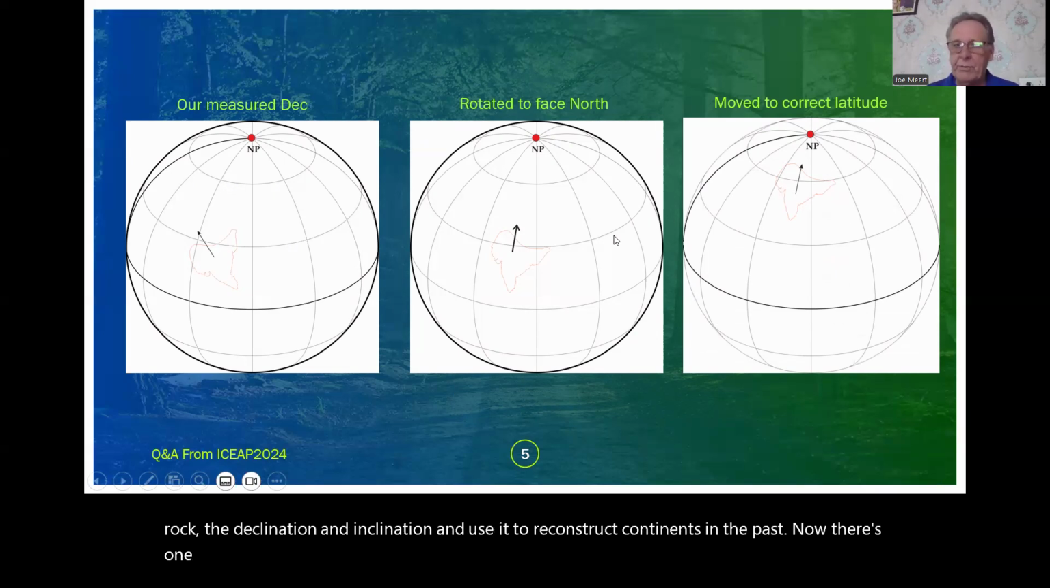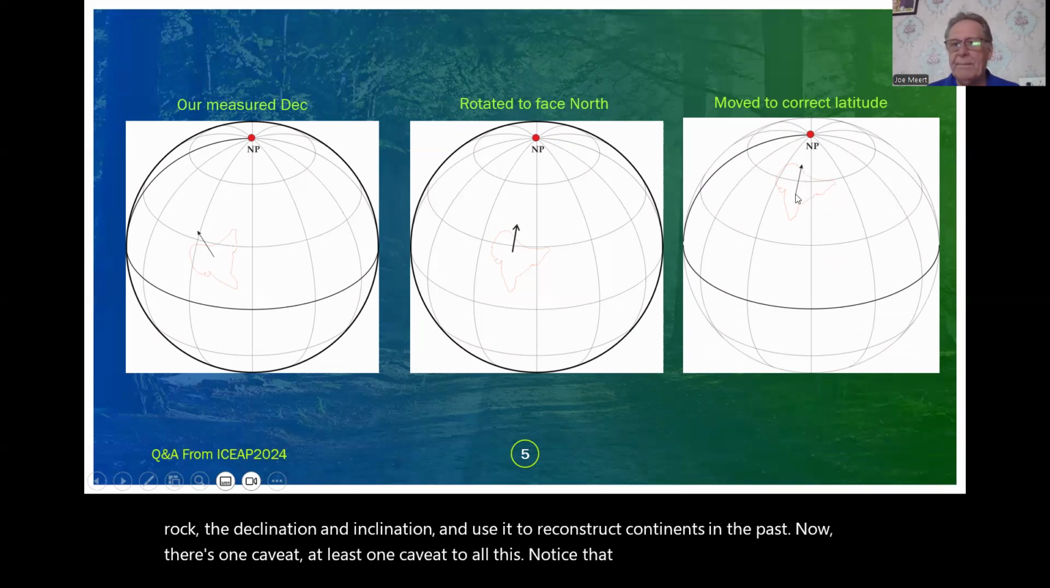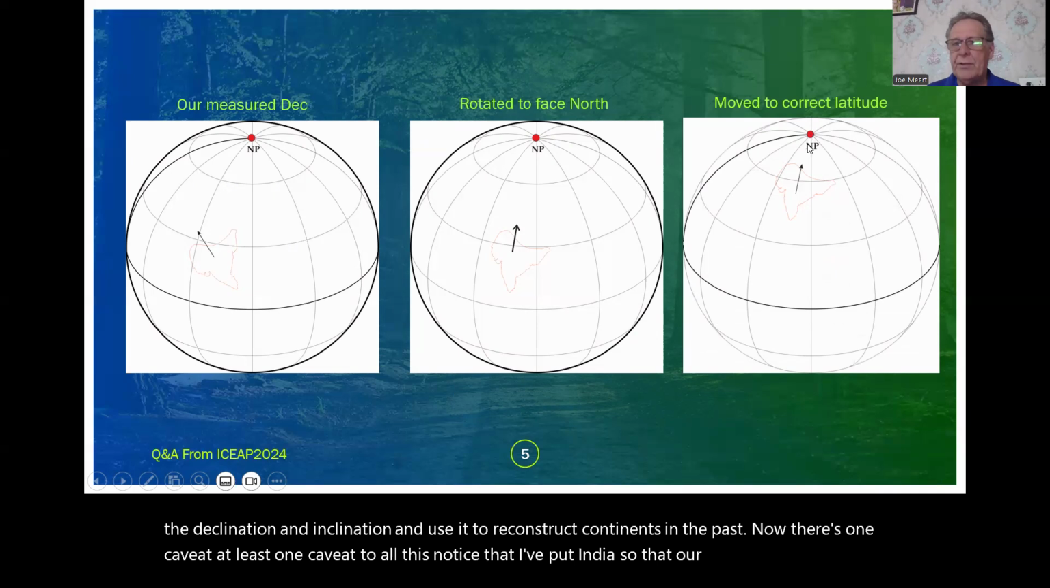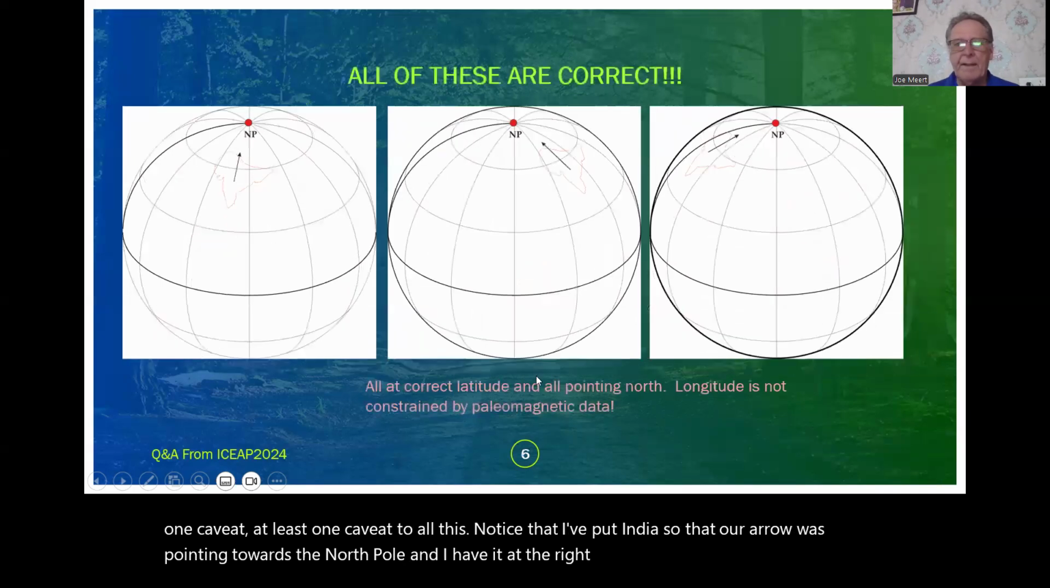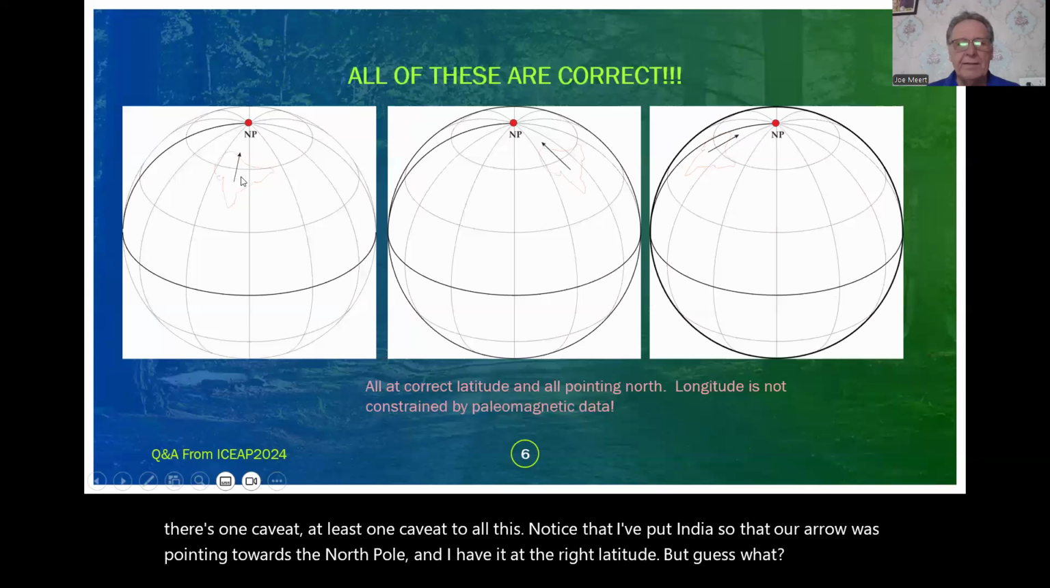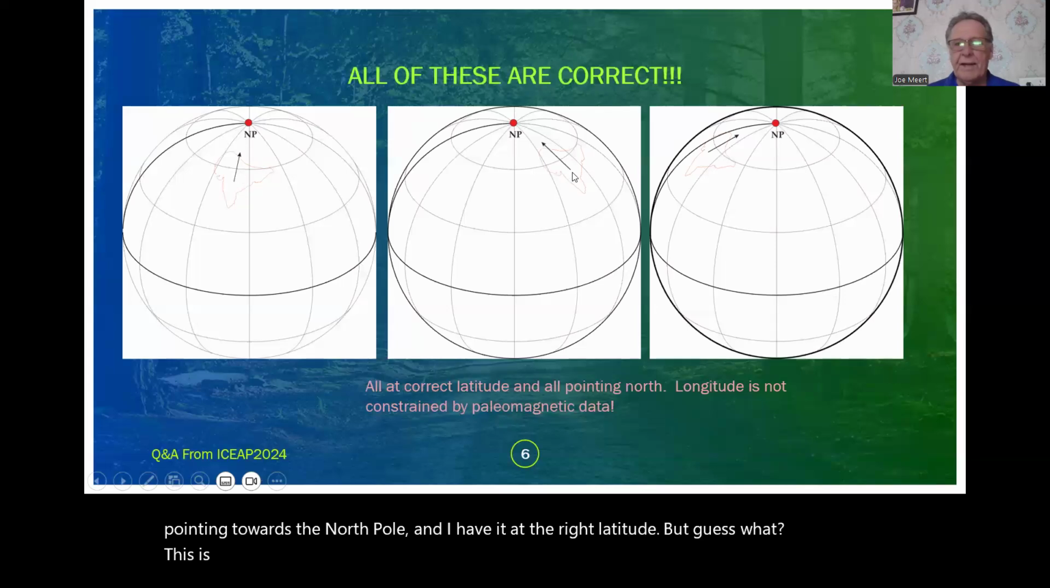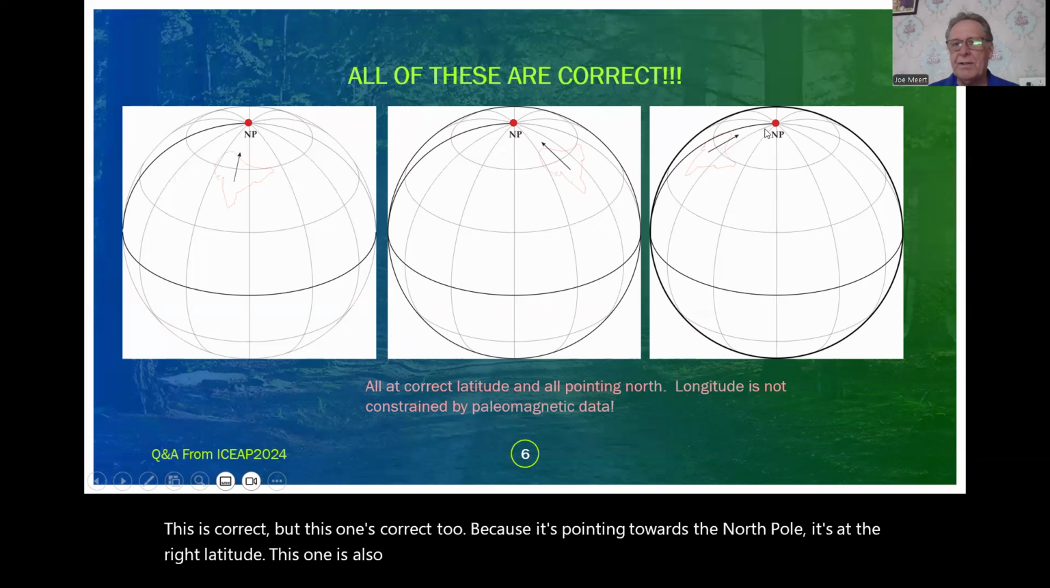Now there's one caveat, at least one caveat to all this. Notice that I've put India so that our arrow is pointing towards the North Pole, and I have it at the right latitude. But guess what? This is correct, but this one's correct too, because it's pointing towards the North Pole. It's at the right latitude. This one is also correct because it's pointing to the North Pole and it's at the right latitude.